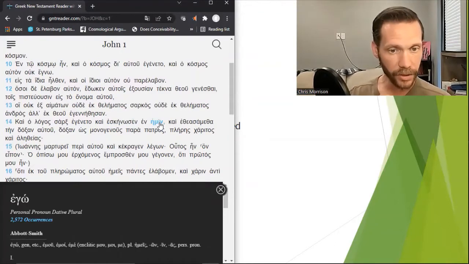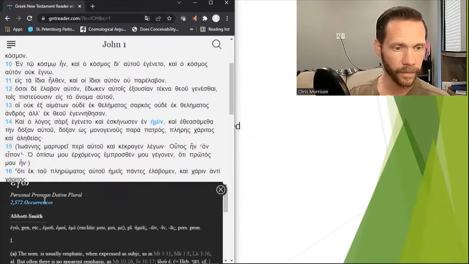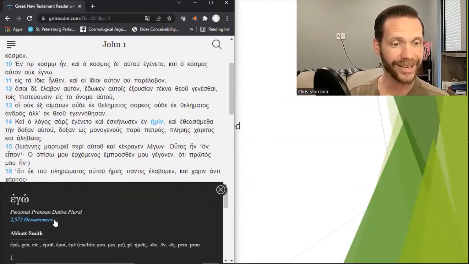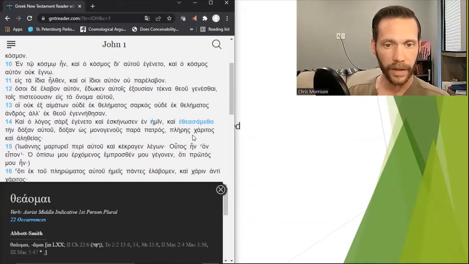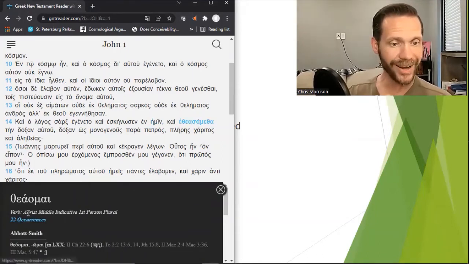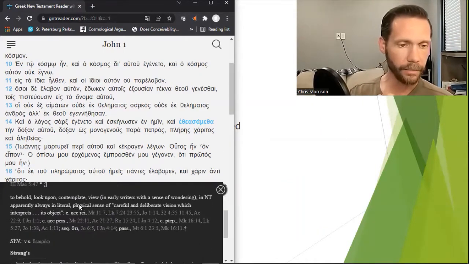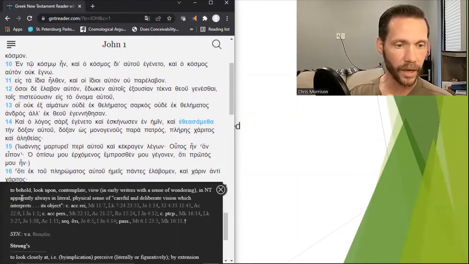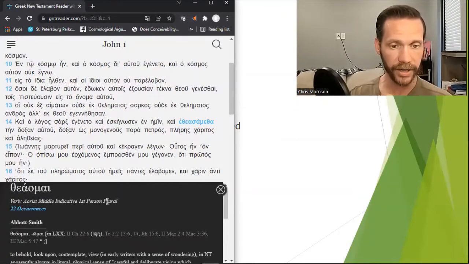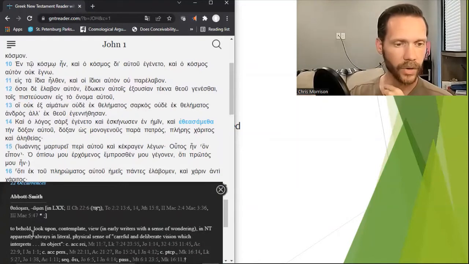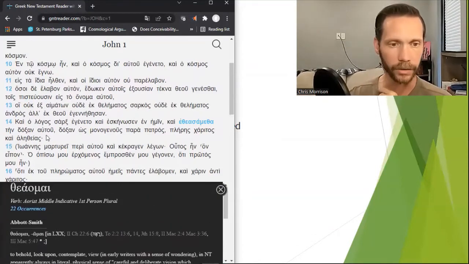In hemin, so hemin is one of the words on the vocabulary. It is a personal pronoun. In this case, it's dative plural from ego. Here you have etheasamatha, which is an aorist verb. There's your aorist. It's a middle indicative. We'll talk about middle voices in a future lesson. It's an aorist. It's a first person plural. So we, it comes from theomai, meaning to behold. So it's we beheld because it's aorist and it's first person plural. We, not we behold, it's aorist, we beheld.